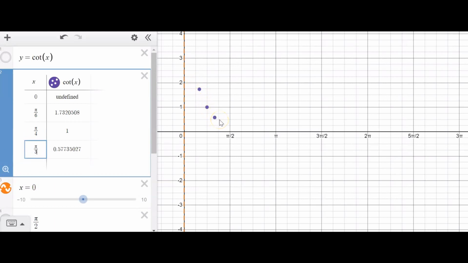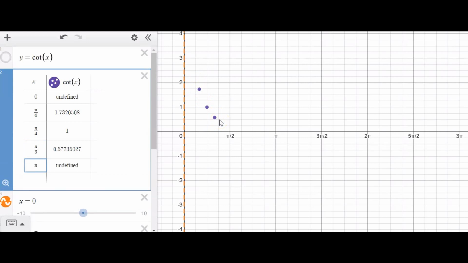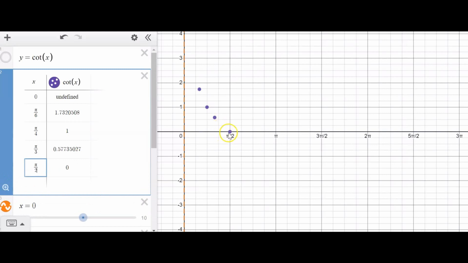I'll bet you our next number is 0. Well, I know it is because I'm looking at the table right now. And cotangent of pi over 2, sure enough, is 0. And so here's our point 0. So now, instead of starting at the negative, we've got a vertical asymptote at 0. So we're starting up at the positive, and we're curving down along the asymptote. Then we're going to curve into these larger numbers, and we're going to curve towards 0.